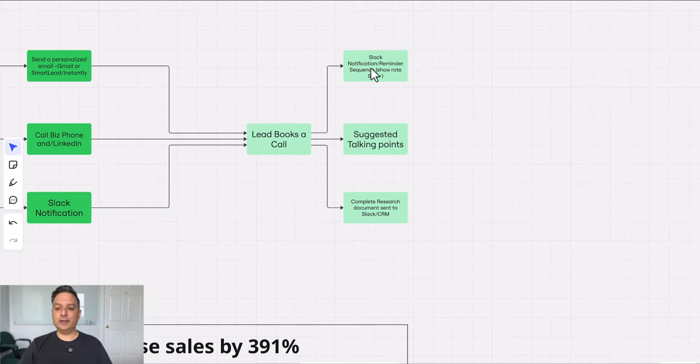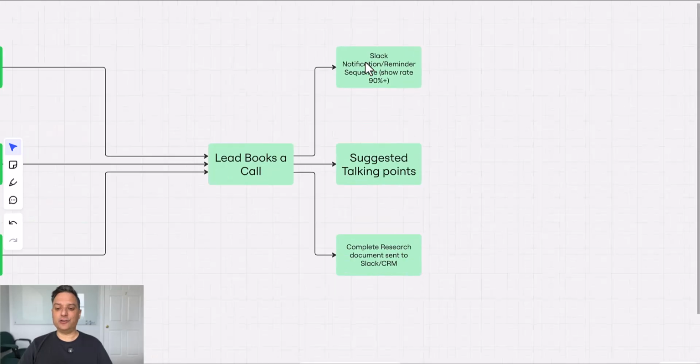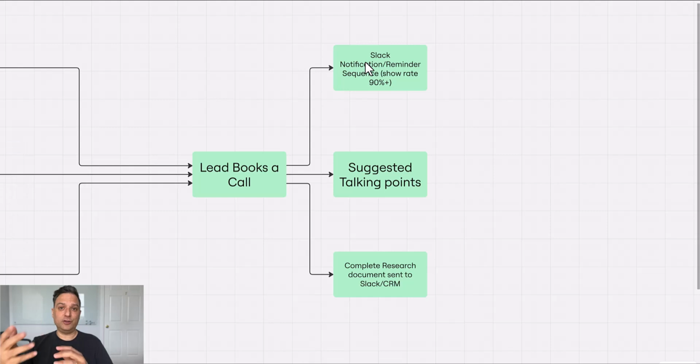So the next thing is each sales rep will get a Slack notification that a lead just booked a call. And here's the research. We can create a Google Doc that has all this information, the research about that person. I'll show you an example in a minute. And the sales rep will get that in real time in their Slack or in their CRM or however the client wants it.